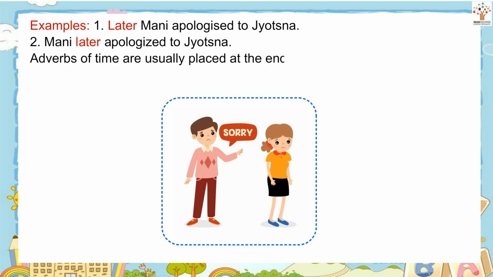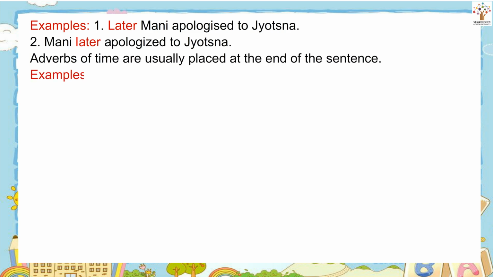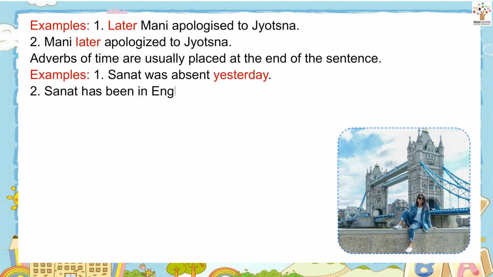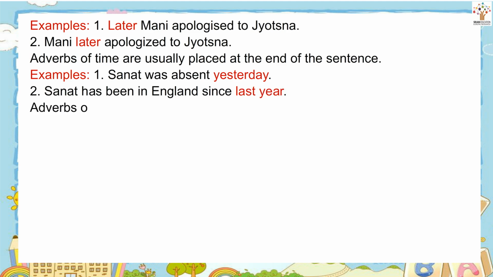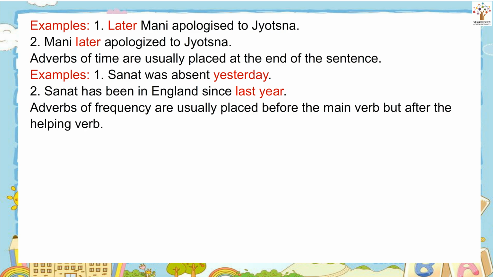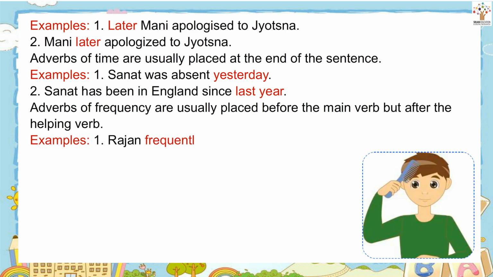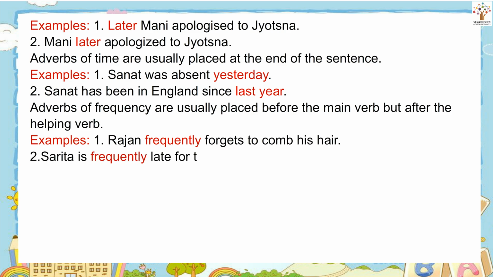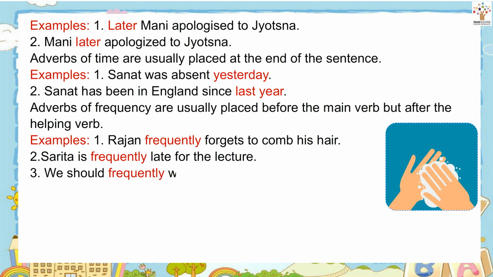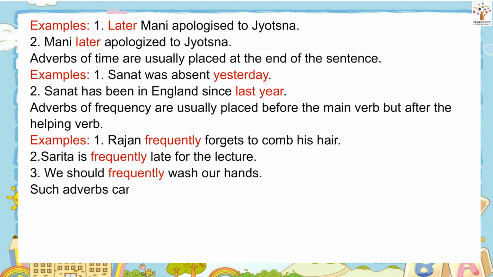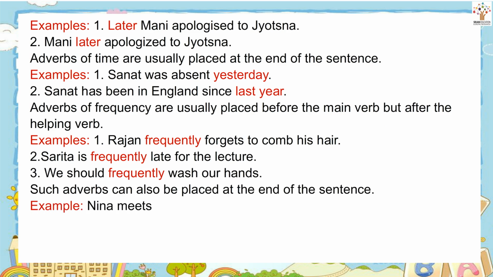Adverbs of time are usually placed at the end of the sentence. Examples: Sanat was absent yesterday. Sanat has been in England since last year. Adverbs of frequency are usually placed before the main verb but after the helping verb. Examples: Rajan frequently forgets to comb his hair. Sarita is frequently late for the lecture. We should frequently wash our hands. Such adverbs can also be placed at the end of the sentence. Example: Neena meets Suman frequently.